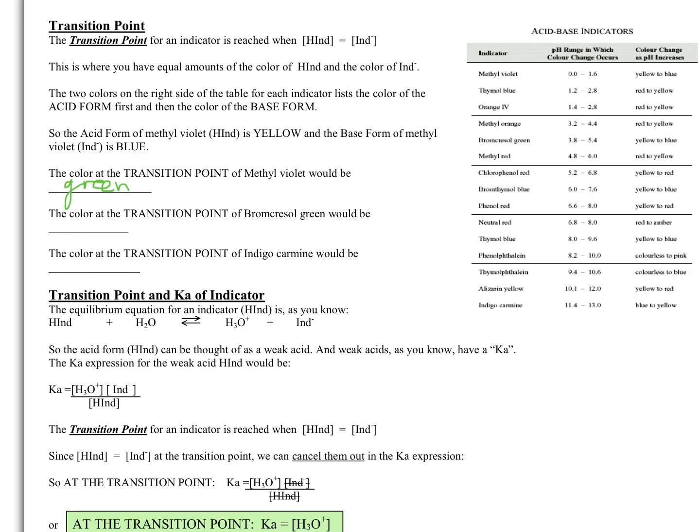So at this transition point, what effect does this have on its Ka? If I have my equilibrium equation for an indicator, this applies to any indicator, the acid form can be thought of as a weak acid, and we know that weak acids use Ka. So we use our Ka expression, products over reactants. We ignore the water because it's a liquid. The transition point for an indicator is when the concentration of the acidic form and the conjugate base form are equal. And since they're equal, we can cancel them out. So at the transition point, Ka is just equal to the hydronium concentration.